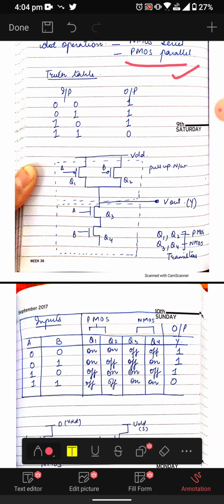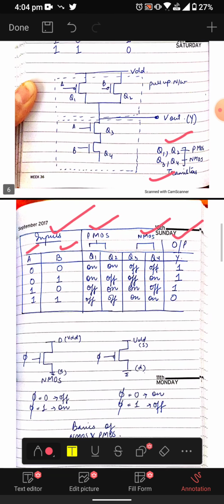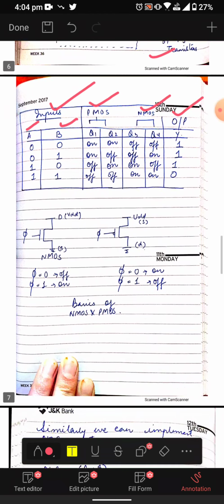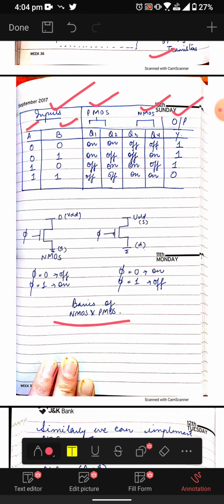Okay, so what are my inputs? Inputs are A and B. The transistors, I have 4 transistors, Q1, Q2, Q3, Q4. Q1 and Q2 are PMOS in nature. Q3 and Q4 are NMOS in nature. And my output is observed at terminal Y. So let me make the truth table. But before I explain the truth table, let's come to the basics of NMOS and PMOS.